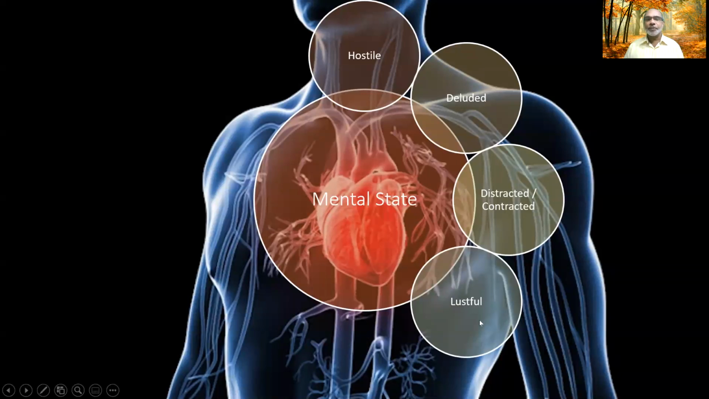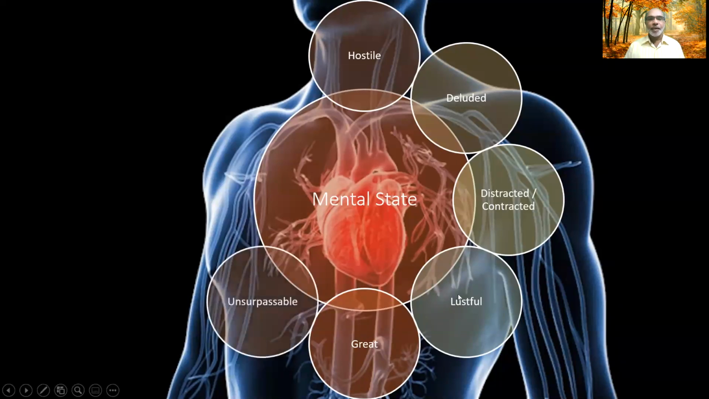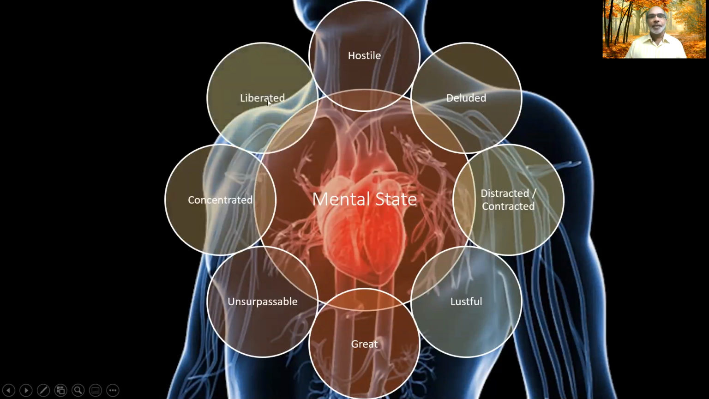So although there are 4 states, when we check, there will be 8 conditions: hostile, non-hostile, deluded, non-deluded, distracted or contracted, lustful or non-lustful. Higher states, we decided that we will not discuss immediately. We will be discussing later under hindrances. There was one state called great state, great mind, unsurpassable mind. These are related to what we call absorption levels, normally called samadhi levels. Great mind, unsurpassable mind, concentrated mind, and liberated mind. We will have a different discussion on them. So today, we will do a small practice on some of these states.